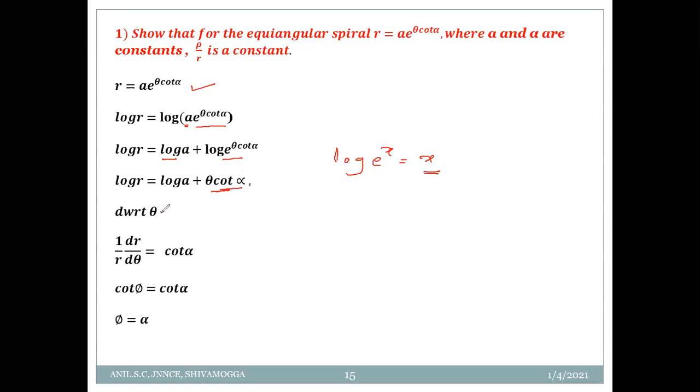Now differentiate both sides with respect to theta. The derivative of log r is 1 by r and derivative of r is dr by d theta. Here log a is a constant, its derivative must be 0. Here cot alpha is a constant, keep it as it is. Derivative of theta with respect to theta is 1. And 1 by r into dr by d theta is cot phi. Cot phi is equal to cot alpha. Therefore, phi is equal to alpha. This is the angle between the radius vector and the tangent.